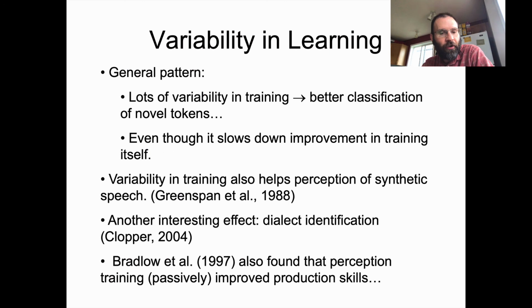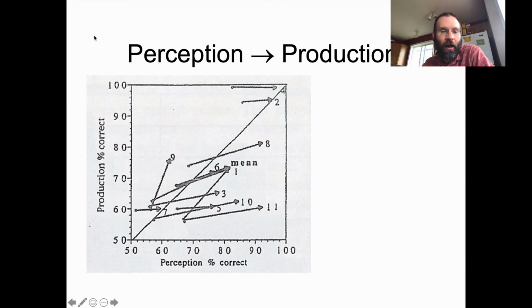This original Bradlow et al. study also had this interesting finding that perception training passively improved production skills. And this is kind of fun.